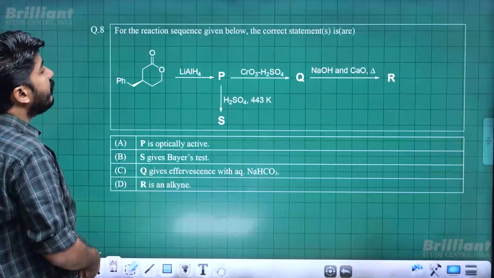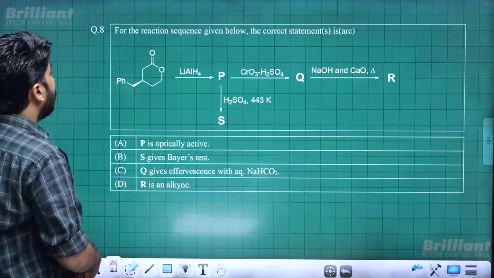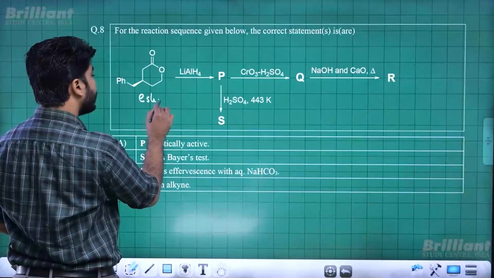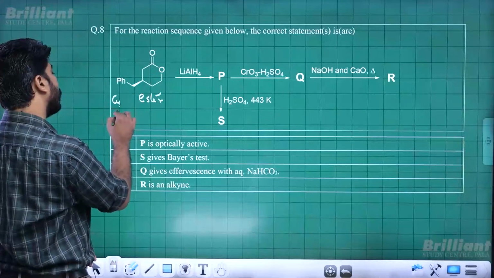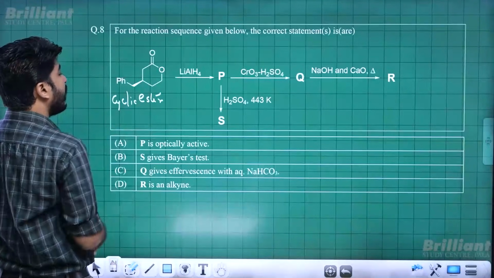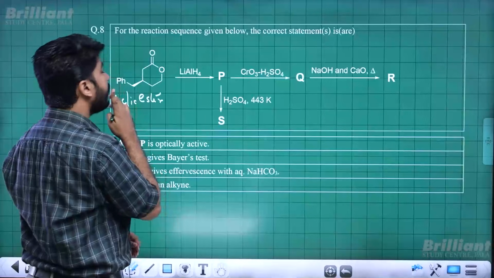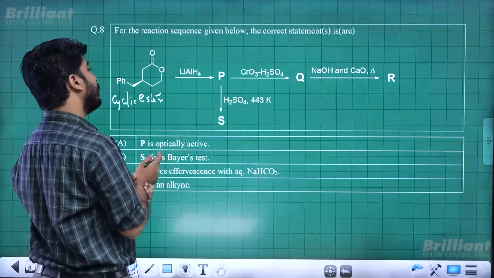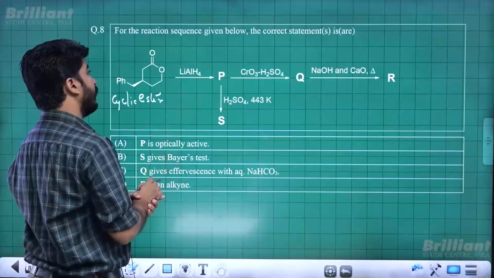For the reaction sequence given below, correct statements are, firstly we are given with an ester, which is a cyclic ester. The cyclic ester is reduced with lithium aluminum hydride. We know alcohol is formed. Alcohol is the product because it's a strong reducing agent.